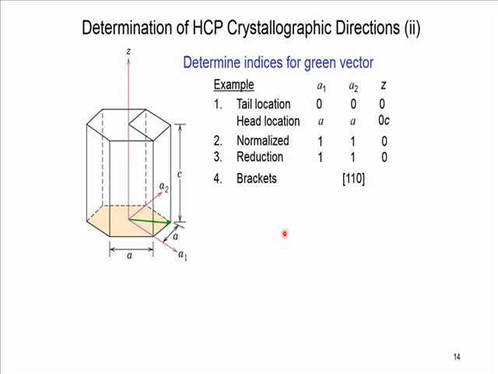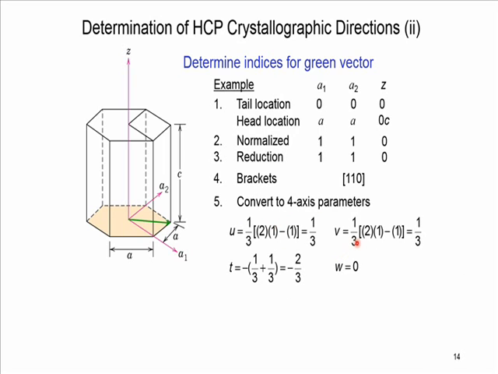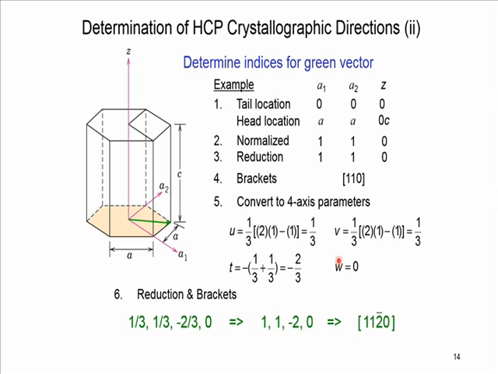As I said, the next step is to find the values of u, v, t, and w, as you can see here. If we plug in these values of u prime, v prime, and w prime, we have these values for u, v, t, and w. The next step is reduction. So we have these values 1 over 3, 1 over 3, minus 2 over 3, and 0. As I said, for reduction, we exclude the value of 0. We look at the smallest absolute number, which is 1 over 3.